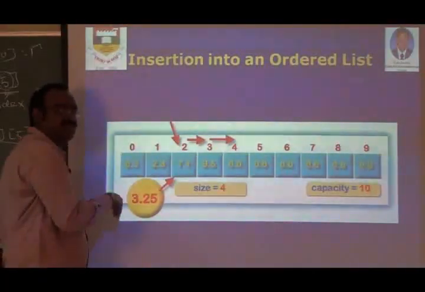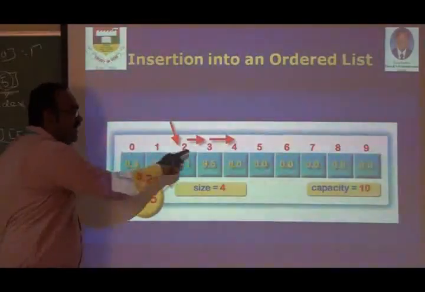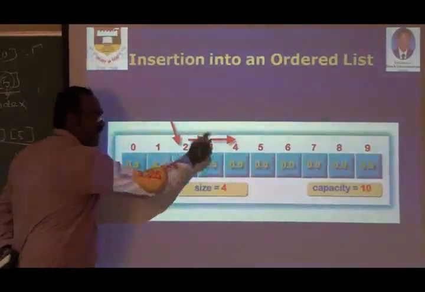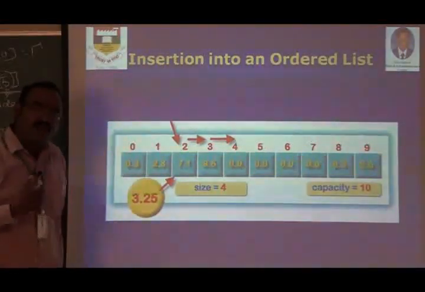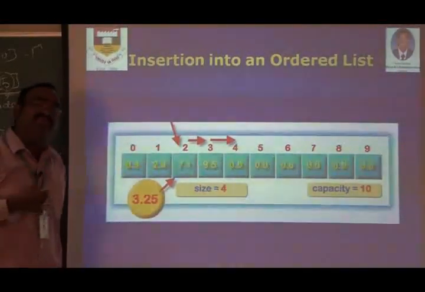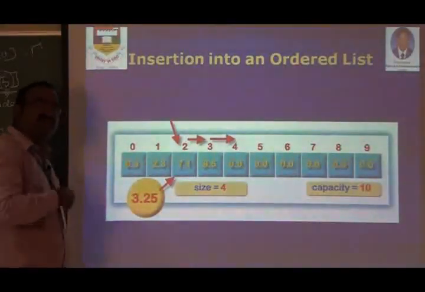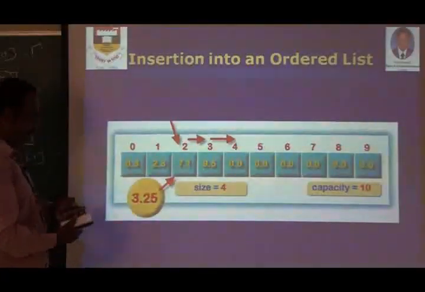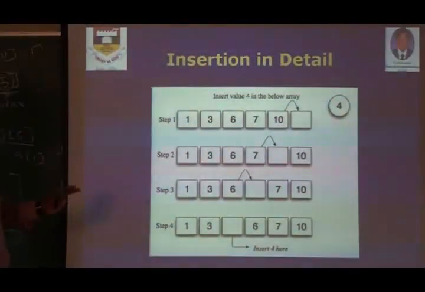So after inserting, what happened? Position 2 has 3.25, and position 3 has 7.1, which moved, and the next one, and so on, are going to be moving. After inserting, we are incrementing the size of the array. Initially it is 4. After inserting 3.25, the size of the array is 5. So this is insertion in detail.